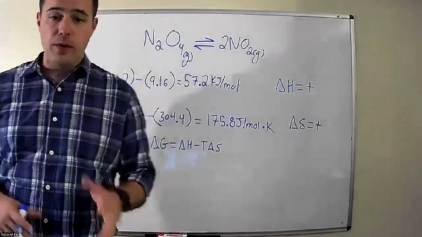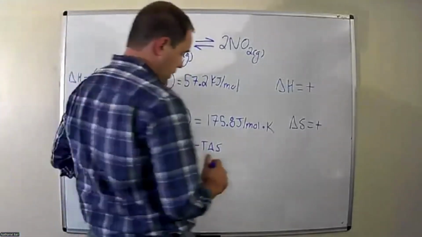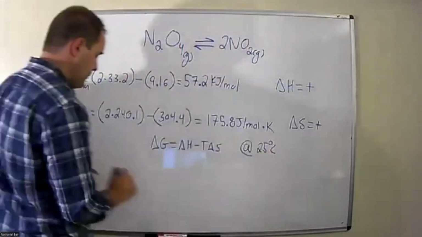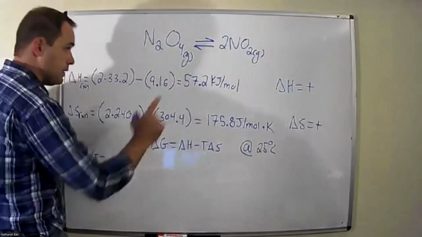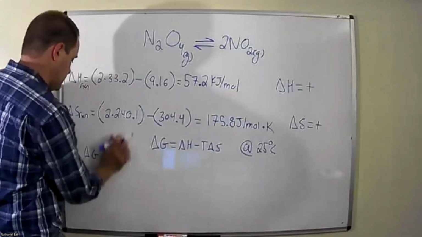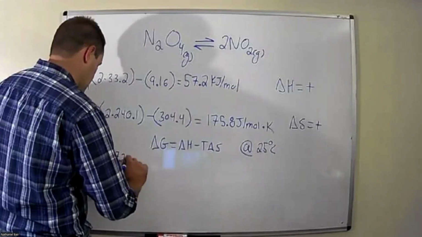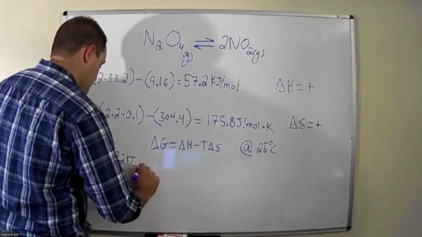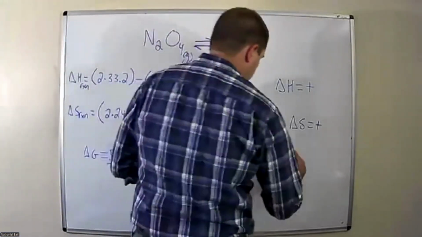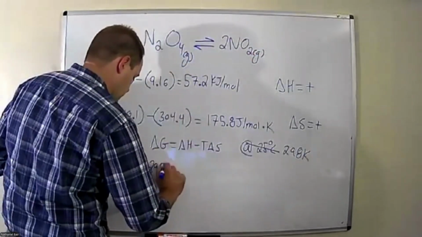Let's first calculate whether or not this is spontaneous under thermodynamic standard temp, which is 25 degrees Celsius. So I'm going to calculate what delta G is at 25 degrees Celsius. So here we go. Delta G equals delta H, 57.2 kilojoules per mole, minus the temperature. It's got to be in Kelvin. So 25 plus 273, that's 298 Kelvin. So you're going to put 298 Kelvin here for the temperature.